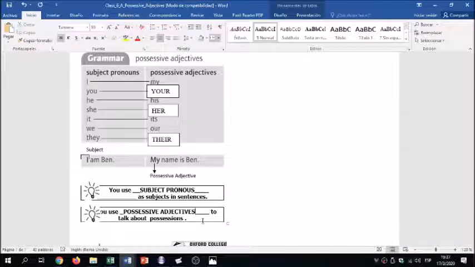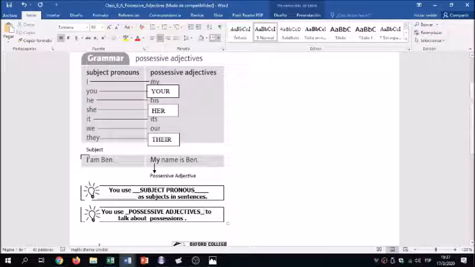So, we use possessive adjectives to talk about possessions. Is this clear? Do you have any questions? Si tienen alguna pregunta, no duden de usar el chat para hacerme llegar sus inquietudes.